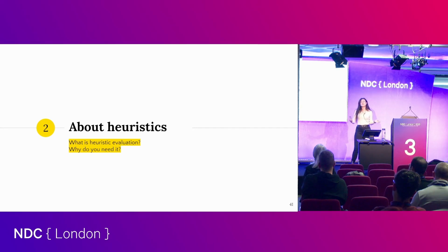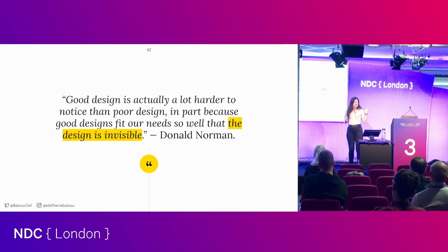Okay, let's go to the second part, which is heuristics. What are heuristics, why we need them, and here is where we're going to see a lot of examples as well. I have a quote here from Don Norman that I really like, and it says, good design is actually a lot harder to notice than poor design, in part because good design fits our needs so well, the design is invisible. When something is so good, we don't even notice it. But when it's bad, we have to give a lot of feedback, a lot of critiques, right?